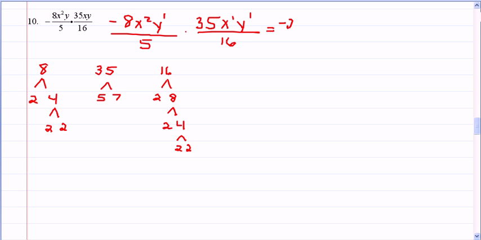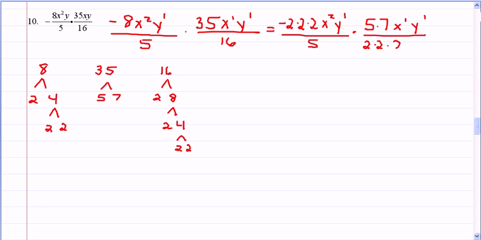So negative 8 is negative 2 times 2 times 2. And then I have x squared y to the first over 5 times 35, which is 5 times 7, x to the first, y to the first, over 2 times 2 times 2 times 2. And we have 3 2's that cancel, a 5 that cancels.